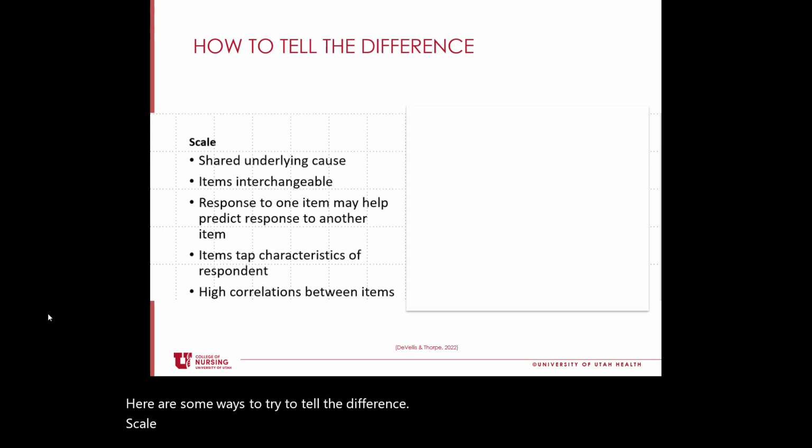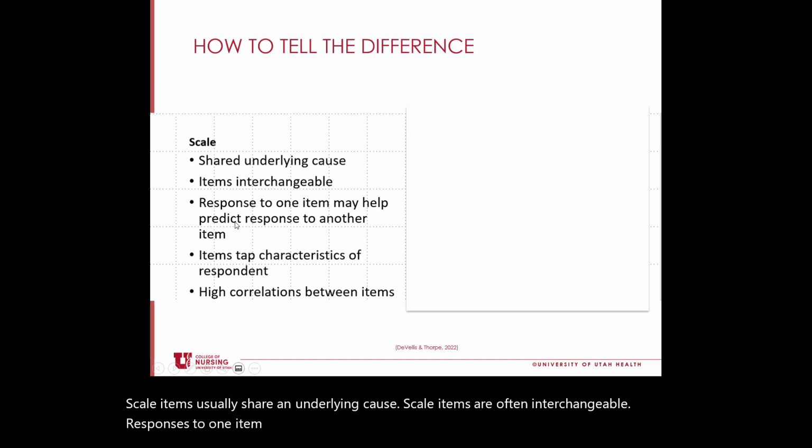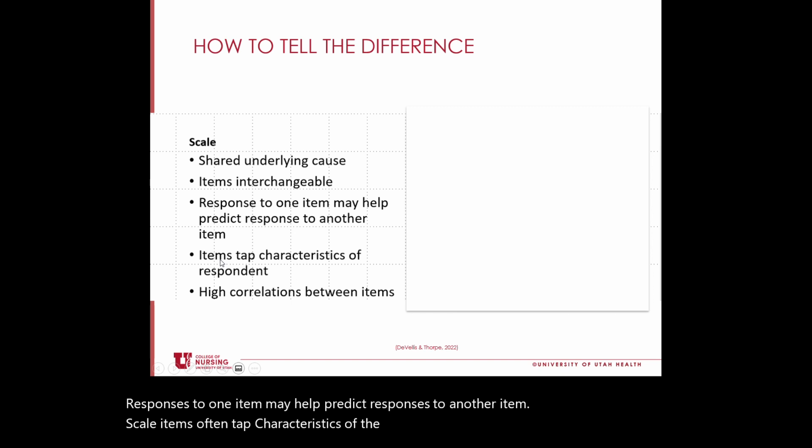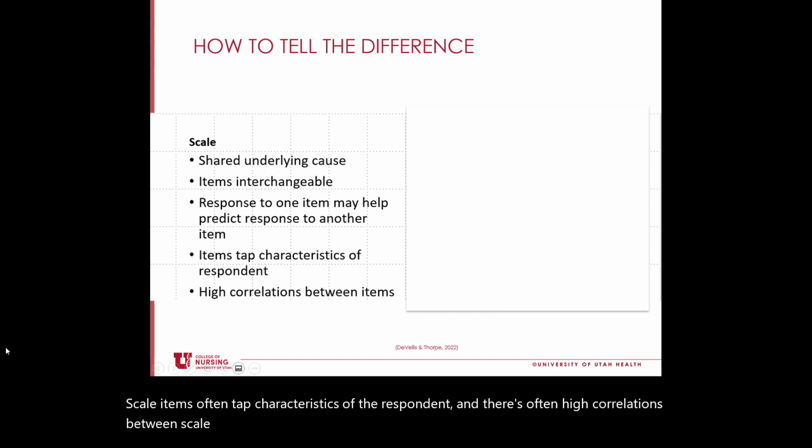Scale items usually share an underlying cause. Scale items are often interchangeable. Responses to one item may help predict responses to another item. Scale items often tap characteristics of the respondent, and there are often high correlations between scale items.